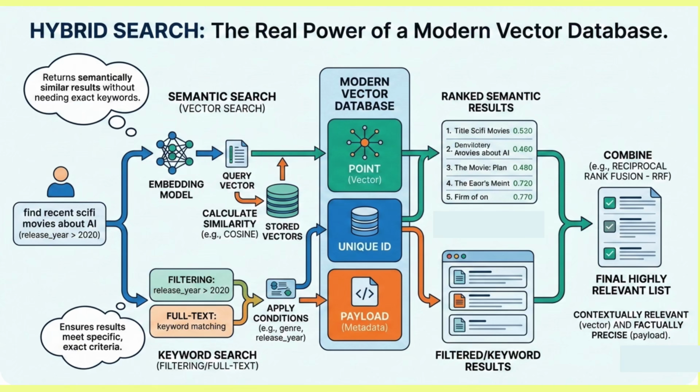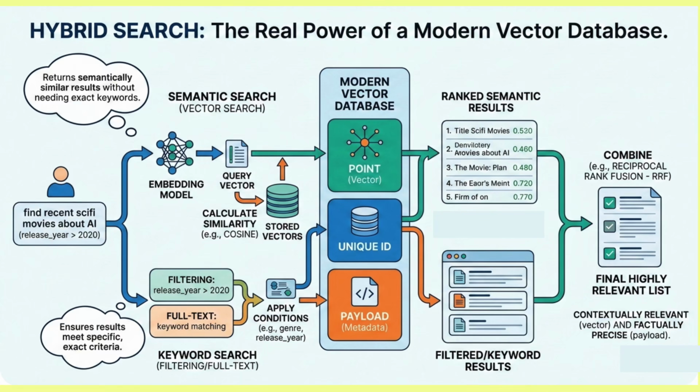as it leverages all three components we discussed: the vector, the ID, and the payload. Hybrid search is a technique that combines two primary search modalities to achieve highly accurate and relevant results. First, we have semantic search or vector search, which is based on the vector. And second, we have the keyword search or filtering, which is based on the payload or the metadata and the unique ID.